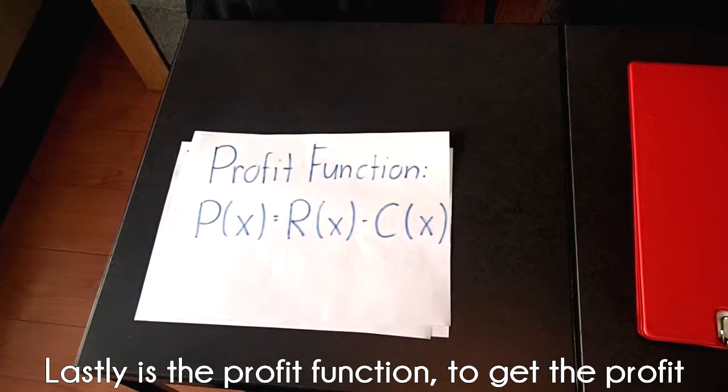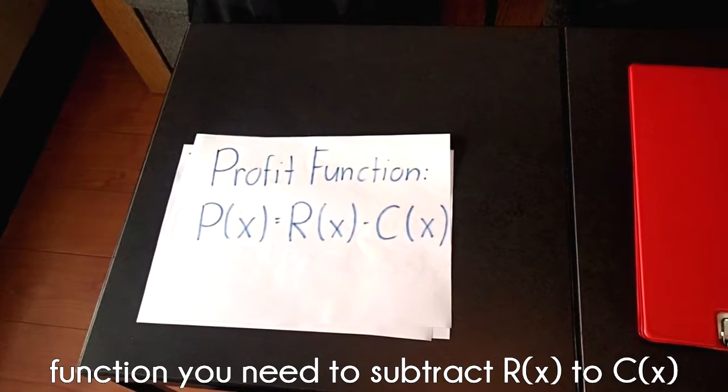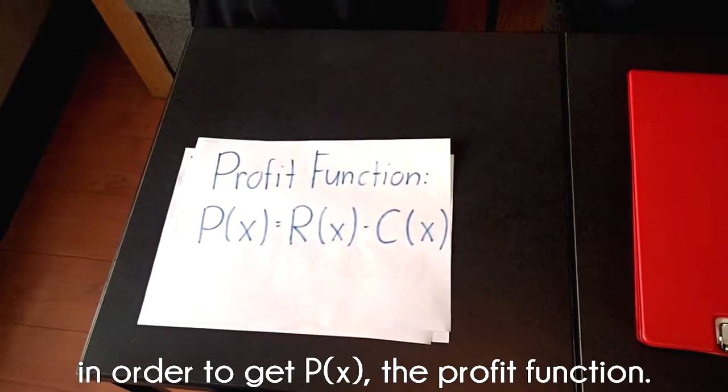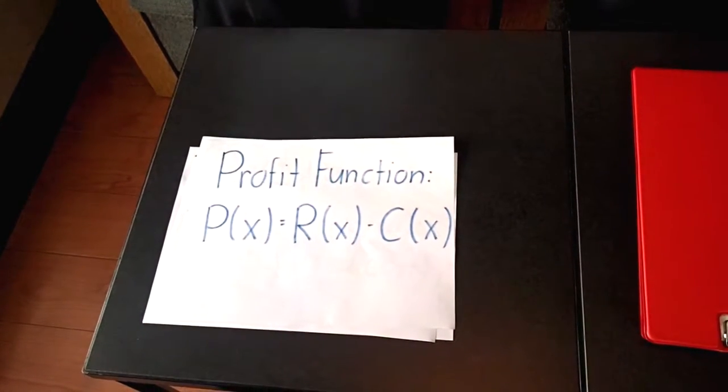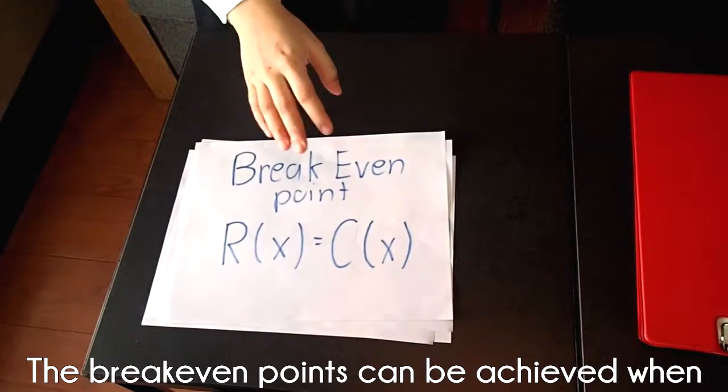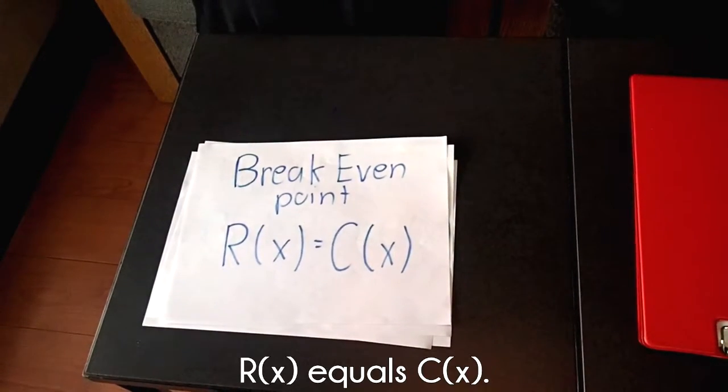Lastly is the profit function. To get the profit function, you need to subtract C(x) from R(x) in order to get P(x), the profit function. Today I'm going to be showing you how to break even. The break-even point can be achieved when R(x) equals C(x).